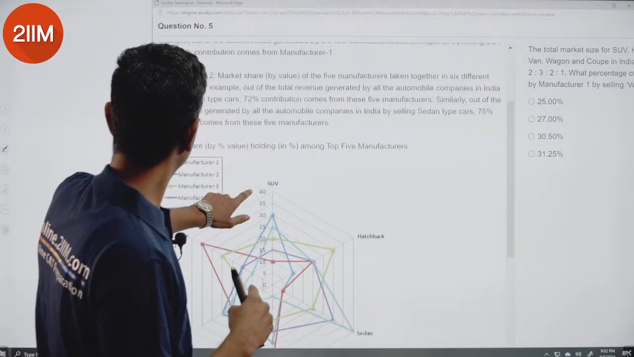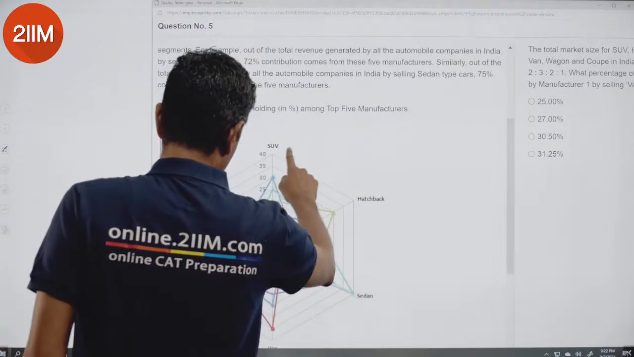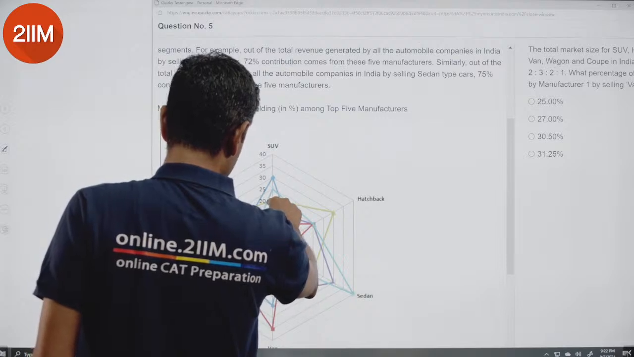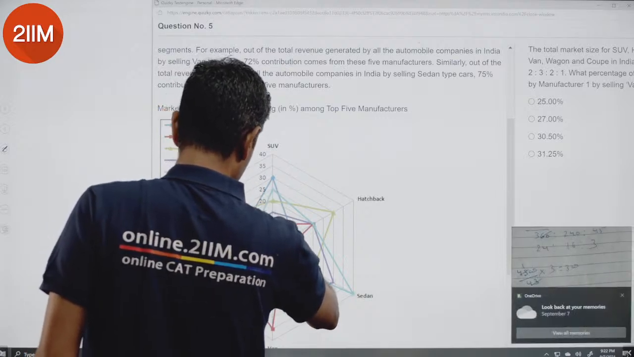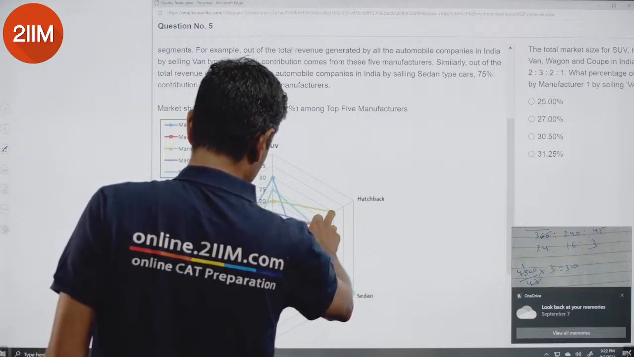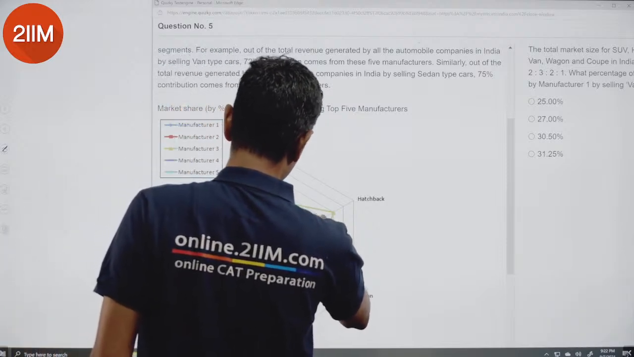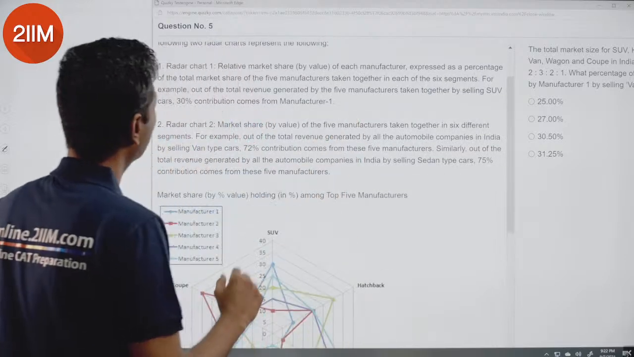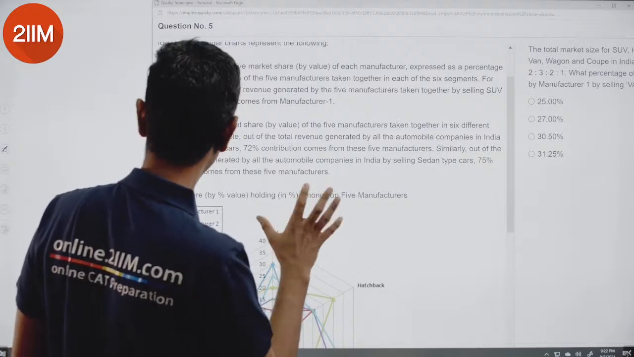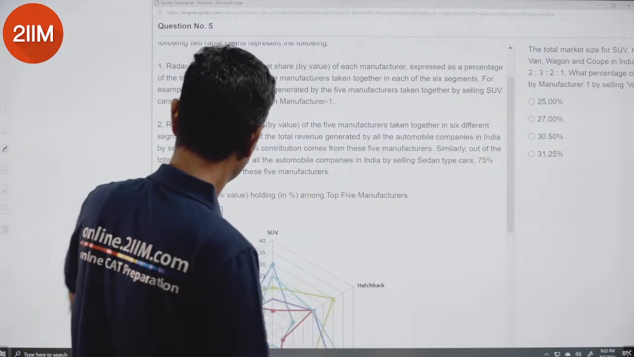Okay, let's look at this. Manufacturer 1 in SUV, 30, 25, 20, 15, 10. I'm going to add these: 25, 45, 70, 100. 10 plus 45, 55. 20, 20, 20 is 60, 60, 30. Yeah, they all add up to 100. Nice. Relative market share expresses the percentage of the total market share of the 5 manufacturers taken together. Lovely. Or the total revenue generated by the 5 manufacturers together by selling SUVs, 30% went to this.